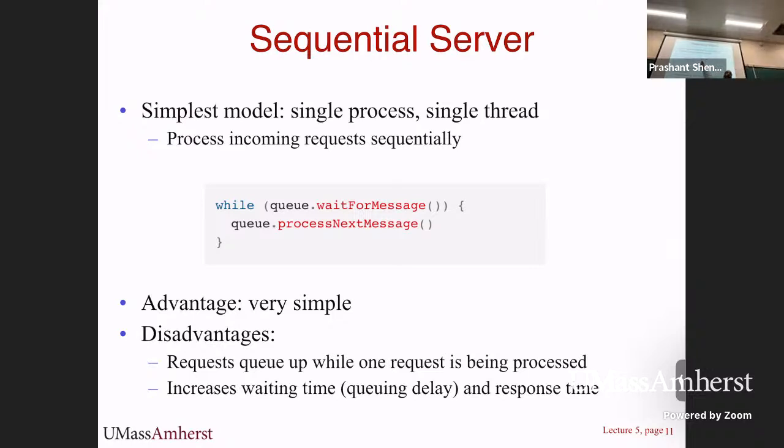Is there any request in the queue? If so, you pull it out and process it. Essentially, you're processing requests sequentially. Okay, a very simple way to write a server. The disadvantage is your request might start queuing.